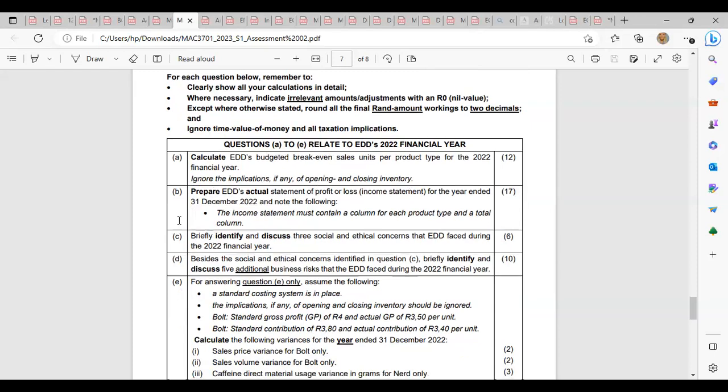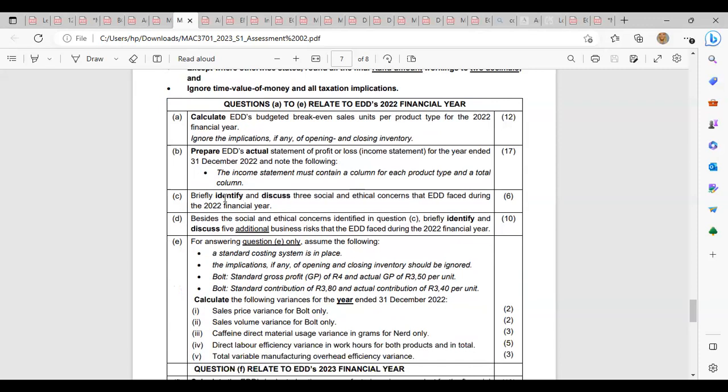Now for part B, briefly identify and discuss 3 social and ethical concerns that ETG faced during the 2022 financial year. And then, besides the social and ethical concerns identified, briefly identify and discuss 5 additional business risks that ETG faced. So that's another five points we need to come up with.